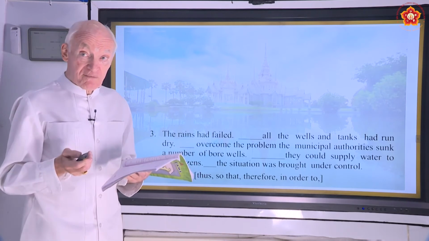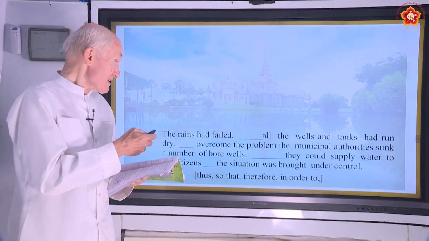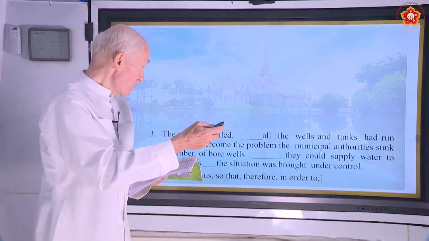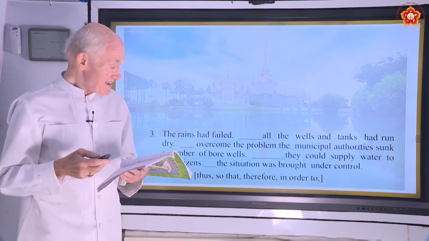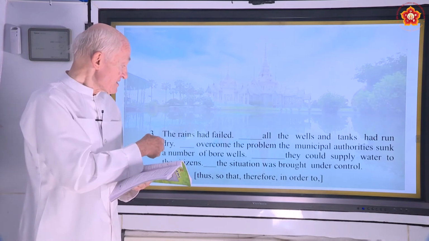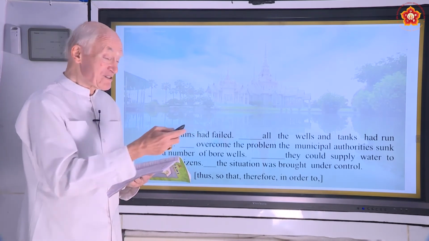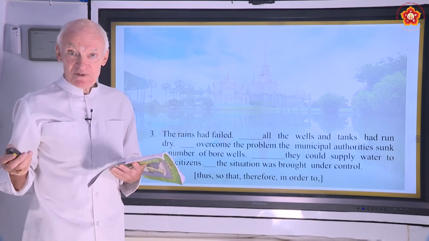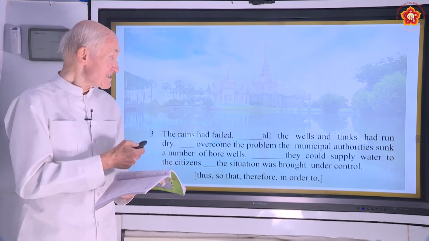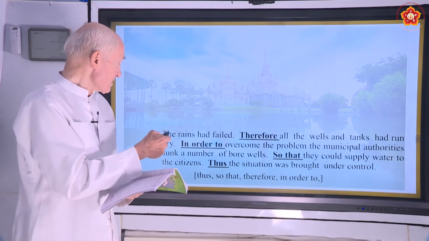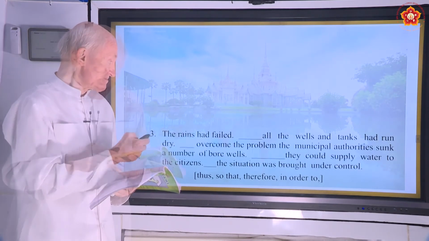And why did they do the bore wells? Okay. We have the blank there. They could supply water to the citizens. So we look at our linkers: thus, so that, therefore, in order. So that they could supply water. It goes perfectly. Nice grammar. Here we go. So that they could supply water to the citizens.